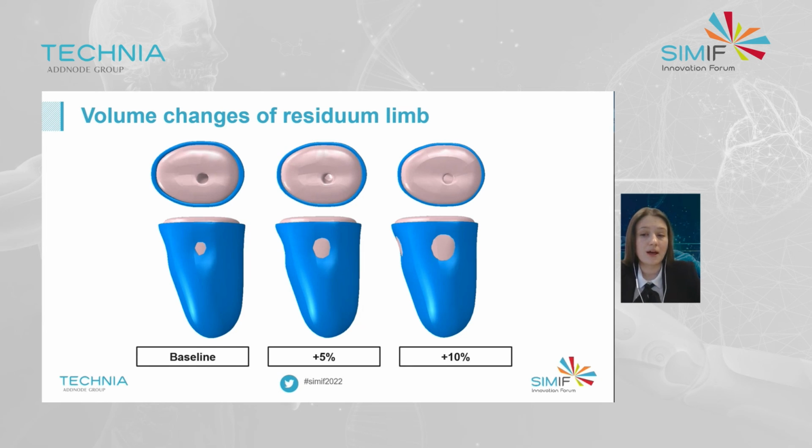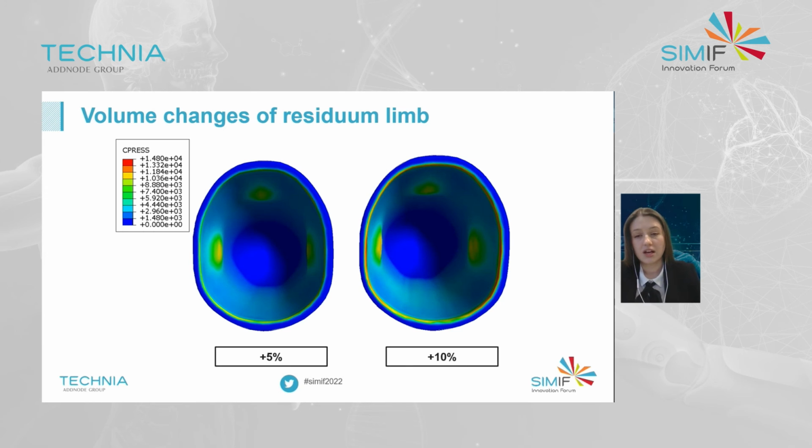An example of volume changes and their influence on the initial overclosure is shown on the slide. The analysis was conducted for assumed levels of changes, 5% and 10%. On the slide, there is a view of the contact pressure map for both cases. The bigger the changes of the volume, the more likely the patient is to experience discomfort.